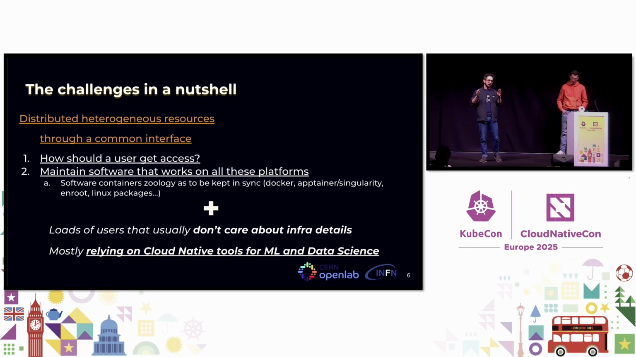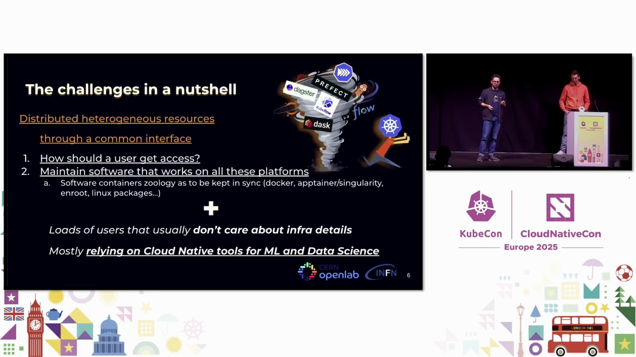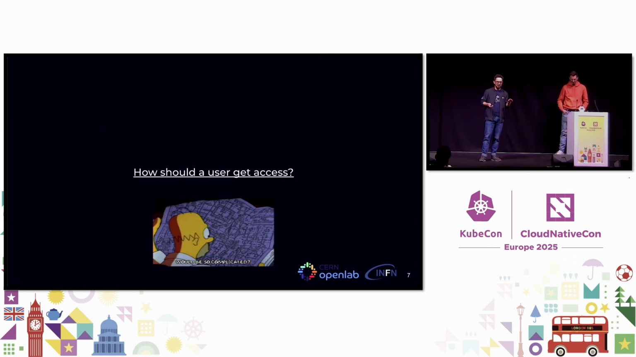Fortunately enough, in this case, but also in particle physics, we are starting to converge to a set of tools that are cloud native. So the main interface that we face, in most cases, is Kubernetes. So we are left with just one question: how can we merge Kubernetes API access to different kinds of resources?